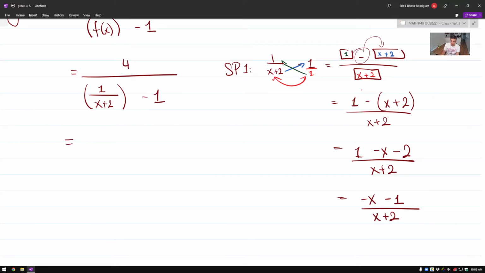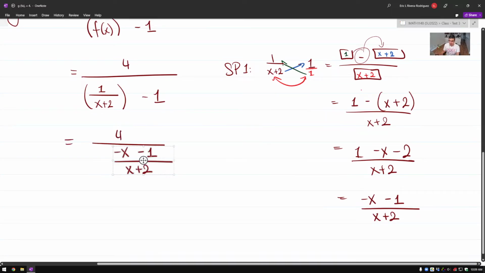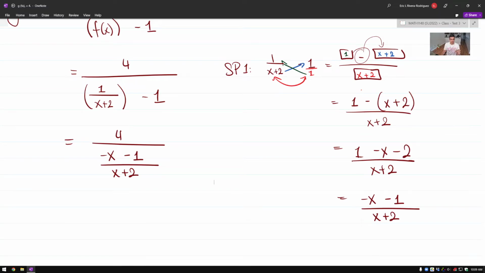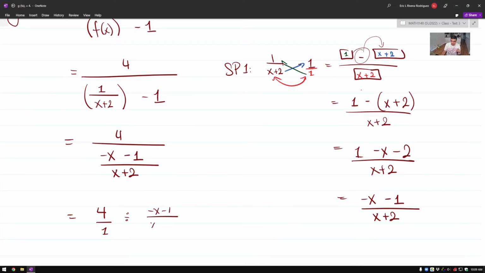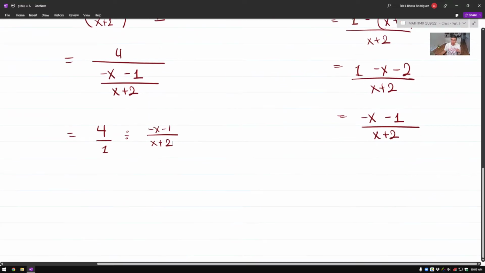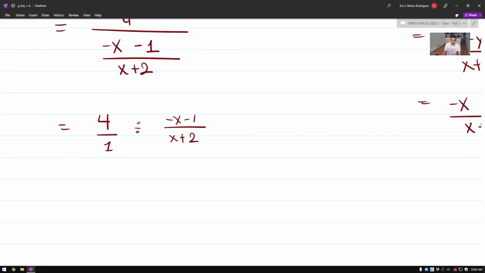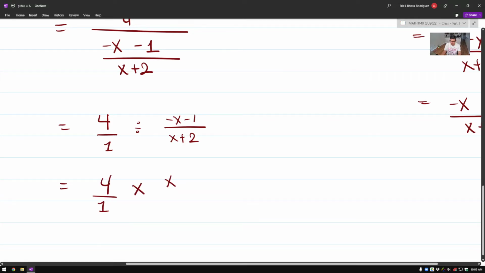So I go here, I put 4 over the solution of my first subproblem. Subproblem number 2 is that now we have a division of fractions. Okay, but I can do it here. 4 over 1 divided by minus x minus 1 over x plus 2. Those are my two fractions that are being divided. Then 4 over 1 times x plus 2 over minus x minus 1.